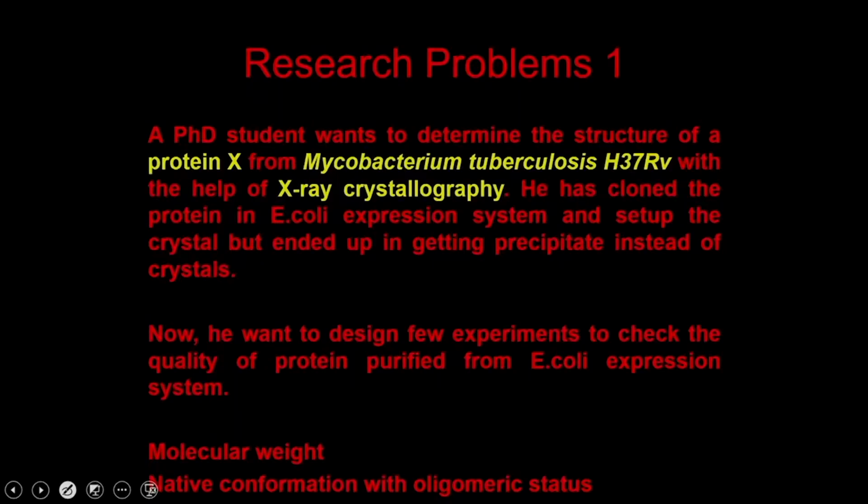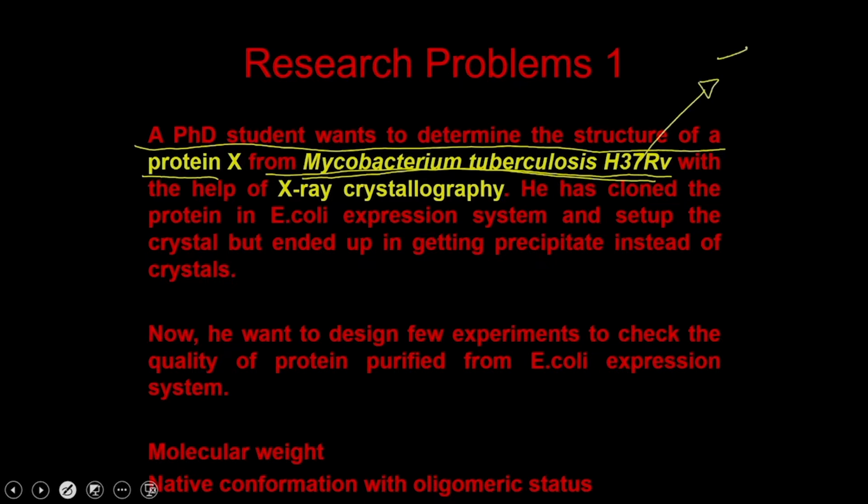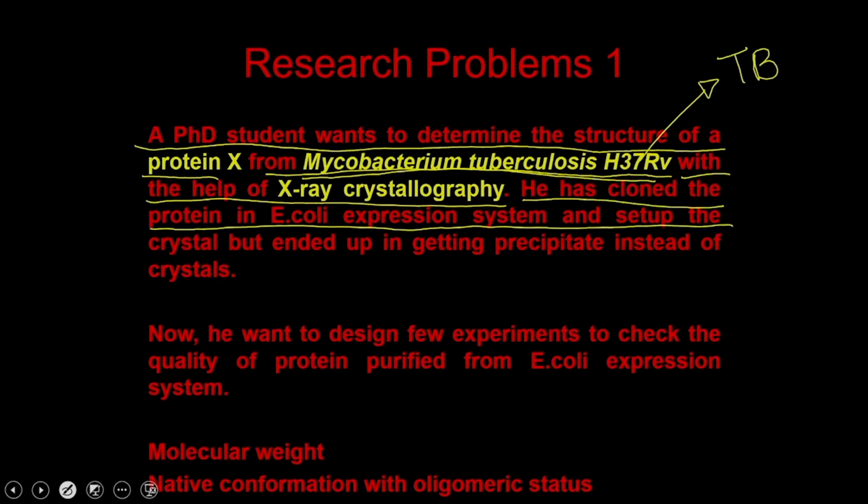The first question is about a PhD student who wants to determine the structure of a protein X from Mycobacterium tuberculosis H37Rv, the causative agent of TB, or tuberculosis, with the help of X-ray crystallography. And what has he done? He has cloned the protein in an E. coli expression system, purified the protein, and set up the crystals, but what he was getting is a precipitate instead of crystals.